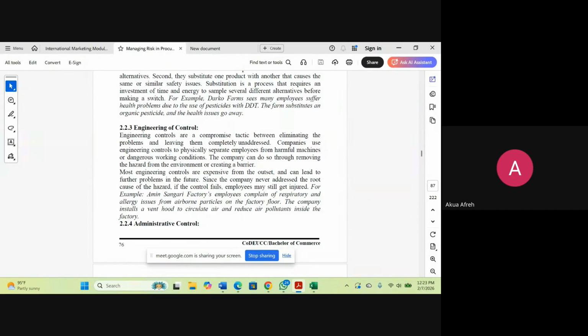So instead of removing the risk, as seen in the elimination and then the substitution, here what you do is that you isolate the people from whatever is going to cause the risk. This is the engineering control that we are talking about.